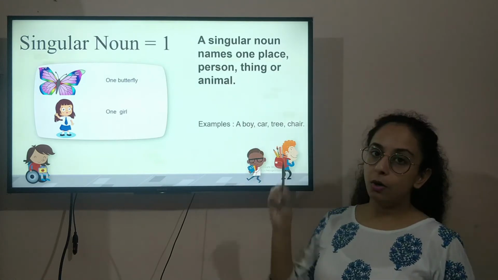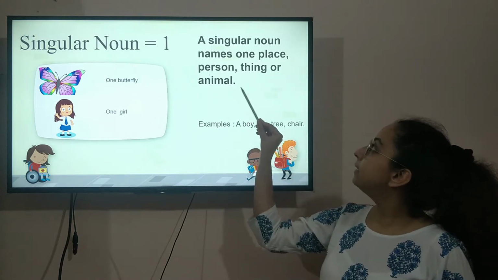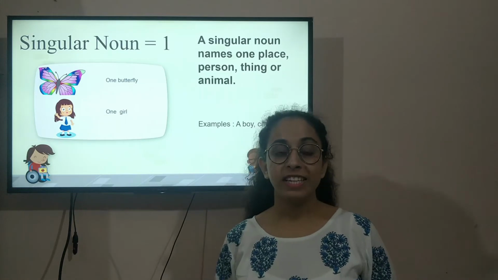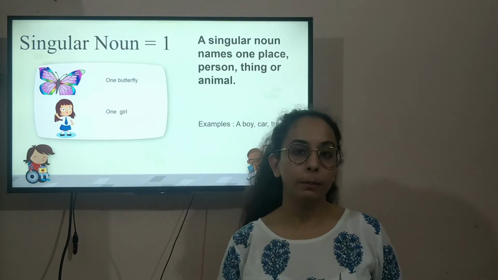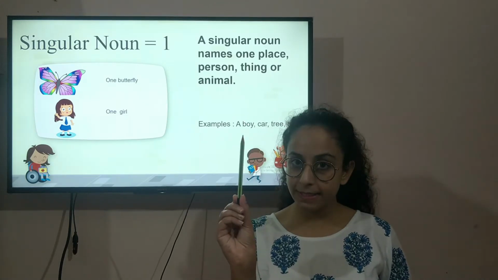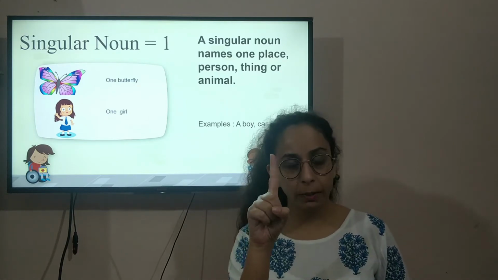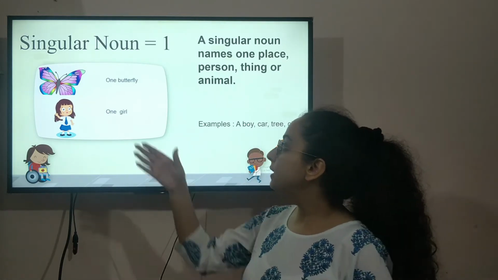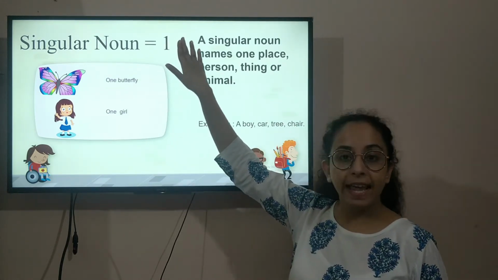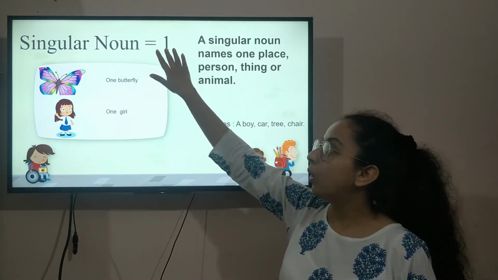A singular noun names one place, person, thing or animal. Whenever we talk about anything that is one in number, like this pencil, it is only one pencil. Whenever we are talking about anything that is one in number, we call it singular. A singular noun is any person, animal or thing that is one in number.